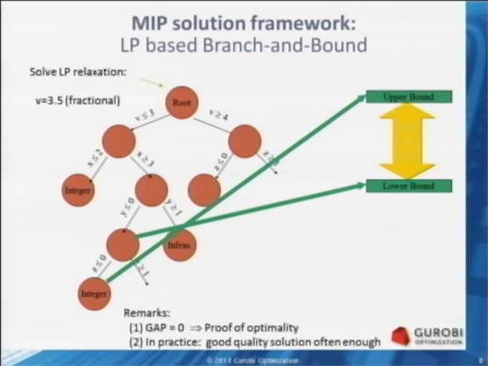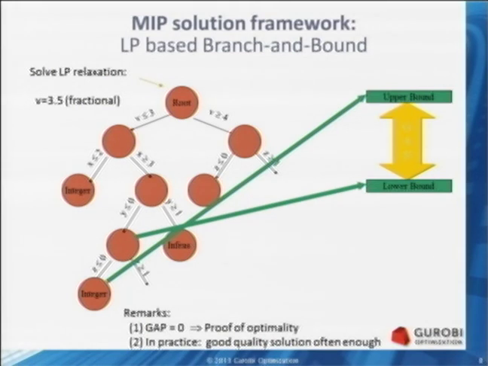So the model is going to have integer variables that do not take integer values in the LP relaxation. In this example, we have a variable v, which is constrained to take an integer value. In the relaxation, it takes a value of 3.5. So you branch. You branch up, you branch down, you add additional bounds. In the left branch, v less than or equal to 3. In the right branch, v greater than or equal to 4. And you continue this branch and bound process.